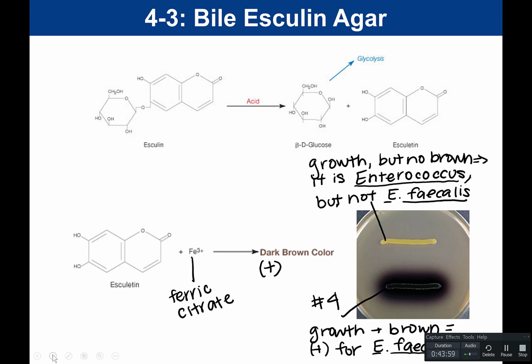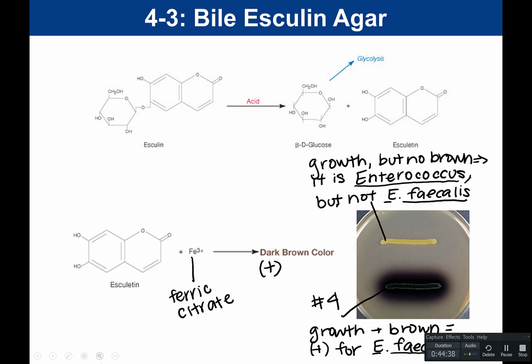So how do we differentiate between our Enterococcus faecalis and our Strep mutans? Because they're both gamma hemolytic, we can't look at that. So we need an additional way to differentiate those. The answer is you look at your bile esculin agar. You would also inoculate a bile esculin agar, and if it grows and it's brown, it's going to be E. faecalis. In our example, number 4 was the one that was positive for E. faecalis.